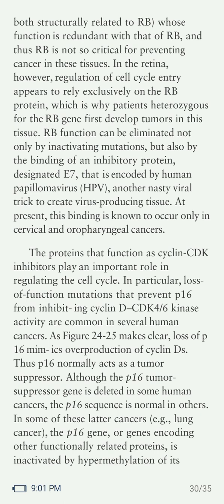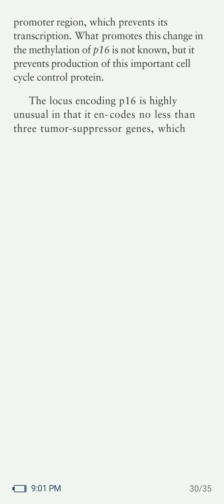The P16 sequence is normal in others. In some of these latter cancers, such as lung cancer, the P16 gene or genes encoding other functionally related proteins are inactivated by hypermethylation of the promoter region, which prevents transcription. What promotes this change in the methylation of P16 is not known, but it prevents production of this important cell cycle control protein.